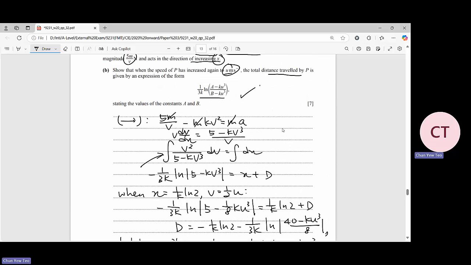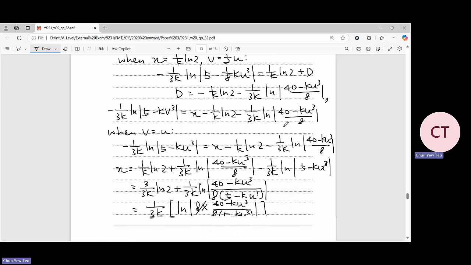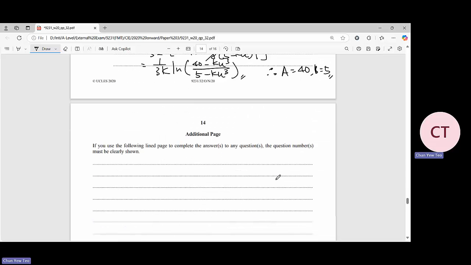So A is 40 and B is 5. Just like that, done. So this will be the answer for question number 7, and that is all for this paper.